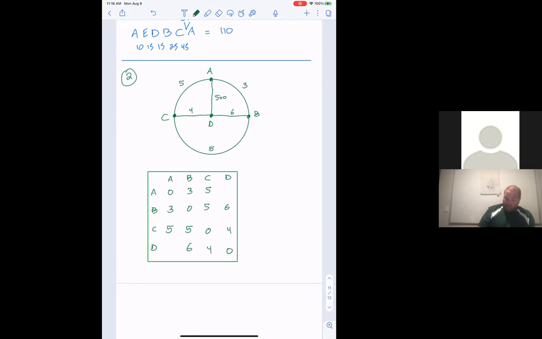Those are all the easy ones. And then there's AD, which is clearly not 500. If we go this way, it's 9. If we go that way, it's 9. So A to D is 9. Okay.